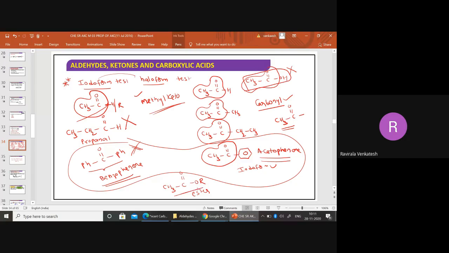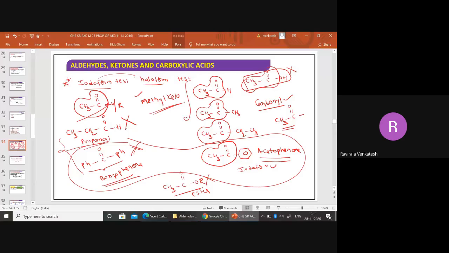Will this part give or not? No, sir. It never gives. So what I mean to say here is, only carbonyl compounds with methyl keto give the test. Even though it is a carbonyl compound, it does not give because of the absence of methyl keto.